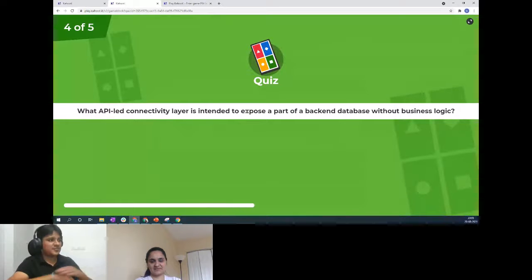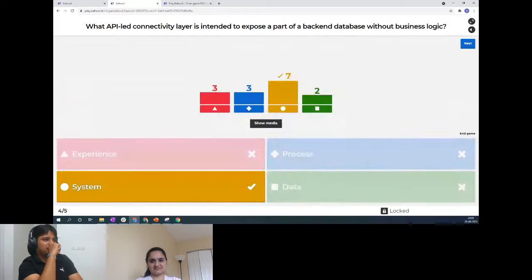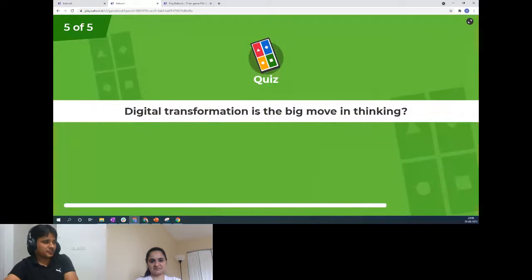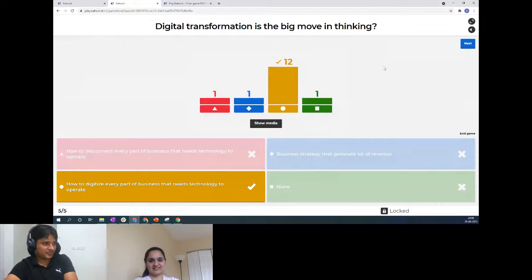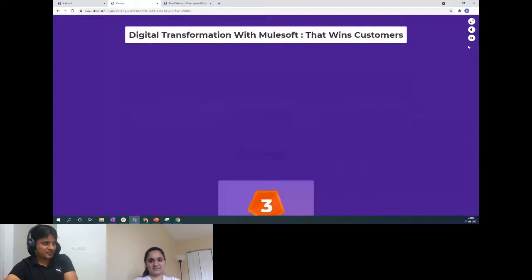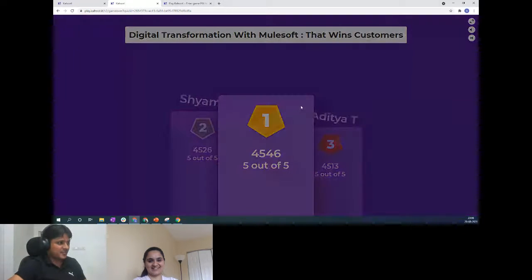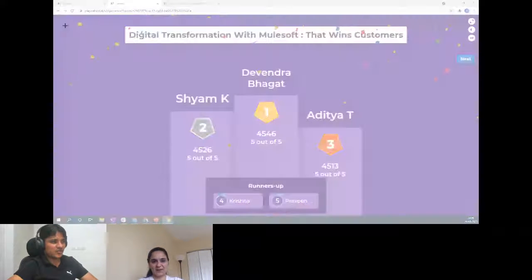What API connectivity layer is intended to expose a part of a backend database without business logic? Devendra is back. Shyam, Aditya, congrats. So the last question: digital transformation is the big move in thinking. So the top is Aditya, congratulations. Shyam, congratulations. And the topmost is Devendra Bahar. Congratulations, guys. Congratulations, we are all winners.